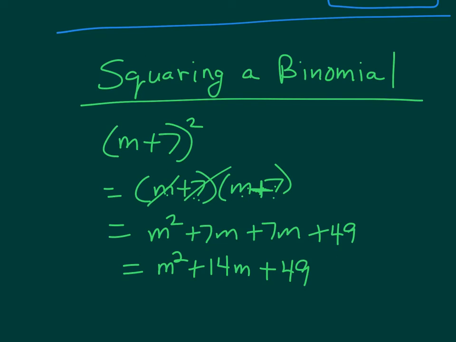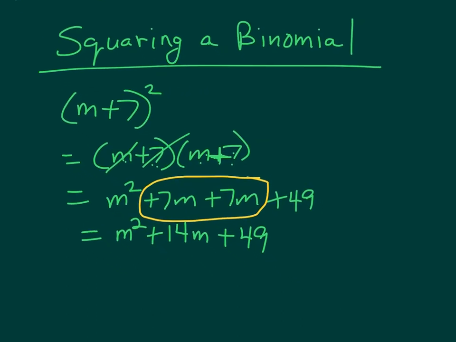Okay, let's take a look at that problem a little bit. On that problem, the two middle terms didn't cancel. On that problem, the two middle terms were the same thing. It was 7m and 7m. So, let's see if we can parlay this into a shortcut then, if we look for the pattern there.